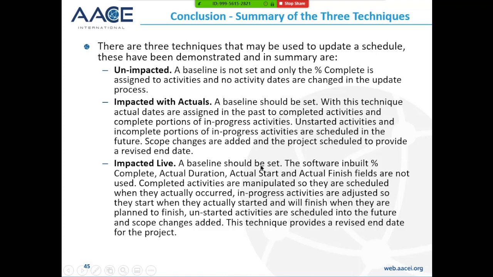Impacted live: a baseline should be set. The software's inbuilt functions of % complete and actual duration, actual start and actual finish fields are not used. Completed activities are manipulated so they're scheduled when they occurred. Generally, you change the duration and add leads or lags to relationships to get the schedule to sit where it actually happened. In-progress activities are adjusted so they start when they actually started and finish when they're planned to finish, and unstarted activities are scheduled into the future and scope changes added. So this technique provides a revised end date for the project.